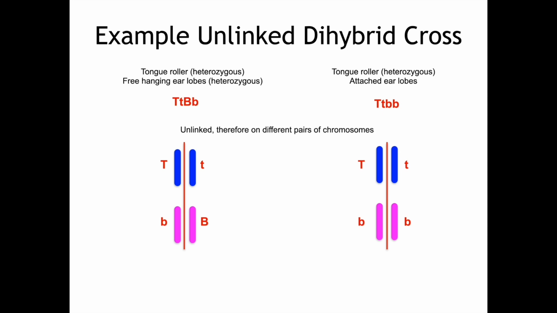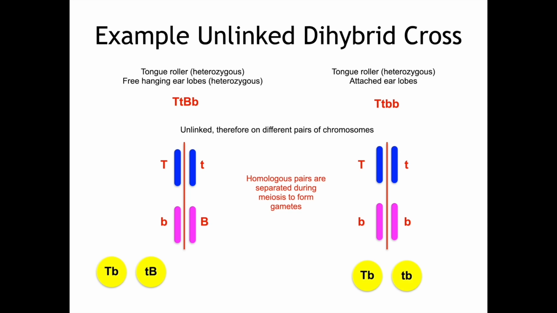So, if you lay them out as so, the homologous pairs are separated during meiosis in order to form gametes. This is the same as every time we have done this during monohybrid crosses, hence the line down the middle. So as they are currently arranged, the following gametes would be produced. On the left-hand side for this person, if you were to separate those homologous pairs, one of them would have an uppercase T and a lowercase b. The other would have a lowercase t, uppercase B. On the right-hand side, you would have two gametes, an uppercase T, lowercase b, and a lowercase t, lowercase b.